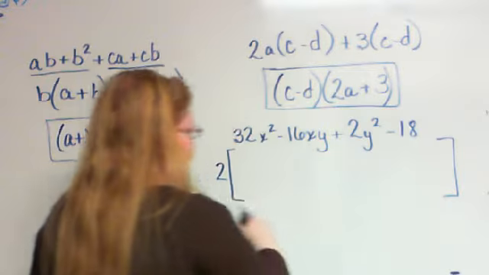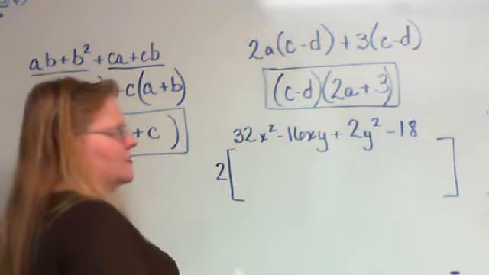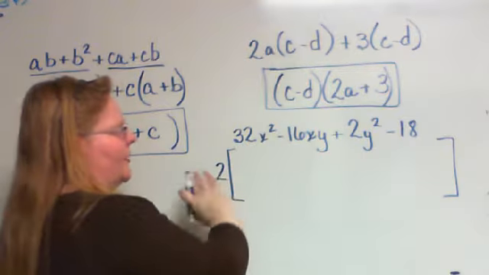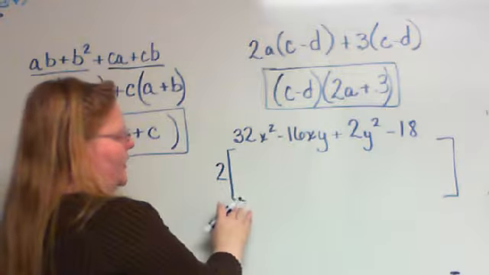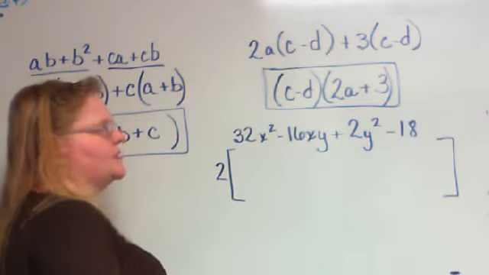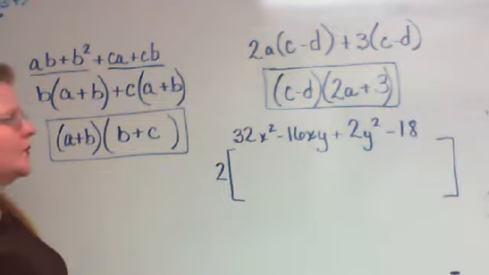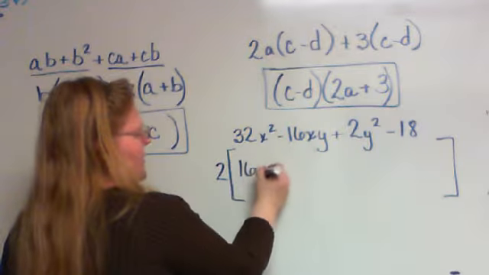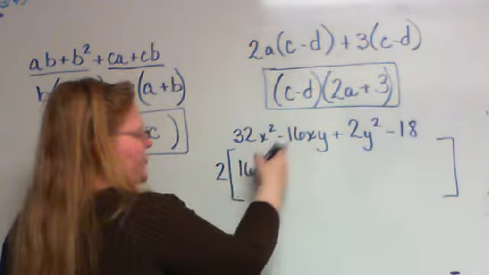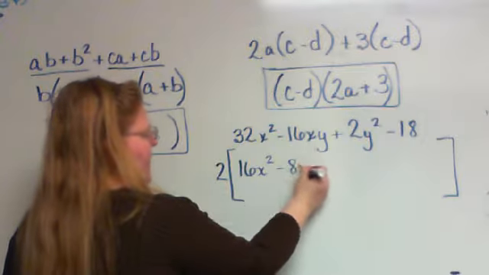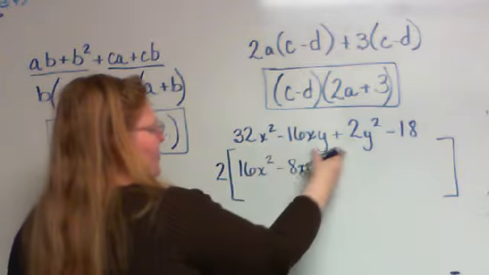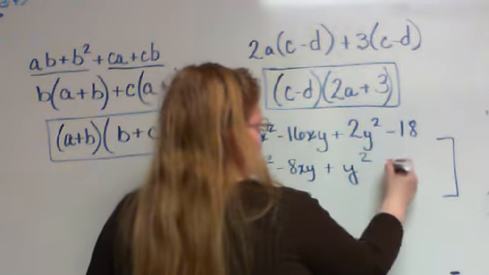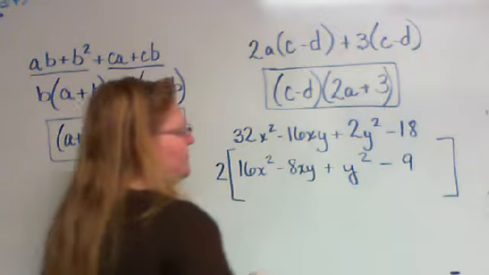Now you notice when I did this, I left it as big old brackets. That's because we got a lot of parentheses going on inside of our problem, so I don't want to get confused by anything. So I go ahead and put brackets out there if I take out a GCF on such a long problem. So when I take a 2 out of 32, that leaves me with 16x squared. 2 out of 16 is 8xy. 2 out of 2y squared is y squared. And 2 out of 18 is negative 9.